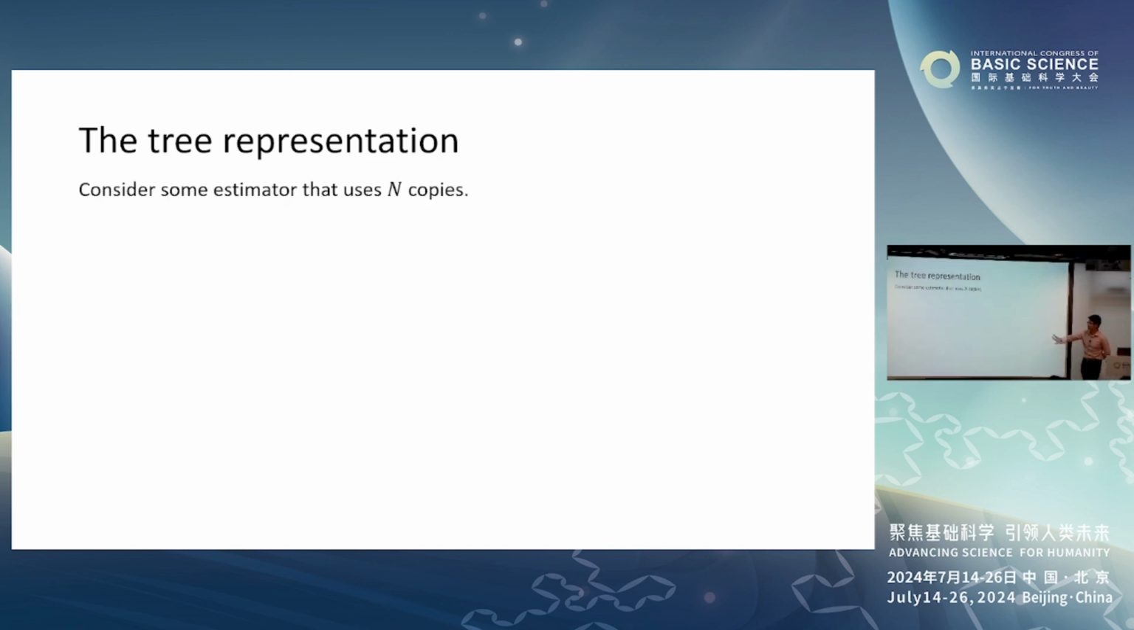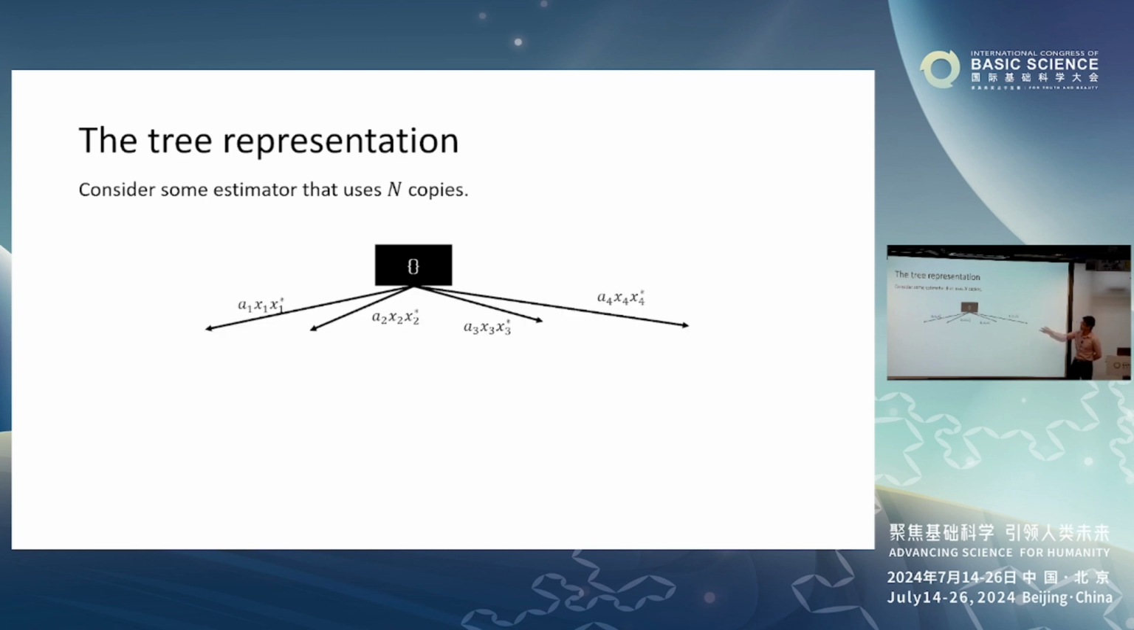So consider some estimator that doesn't use quantum memory, but which uses n copies of my state. Initially, before it's measured anything, it doesn't know anything, so I'm going to represent this with a node with an empty knowledge string. Now, when it makes the first measurement, it doesn't know anything, so it has some fixed measurement. Let's say it uses the following 4-outcome POVM. It measures the first copy of rho with this POVM, and let's say the measurement outcome is the second one. Then the knowledge of my algorithm is exactly that I went down this edge.